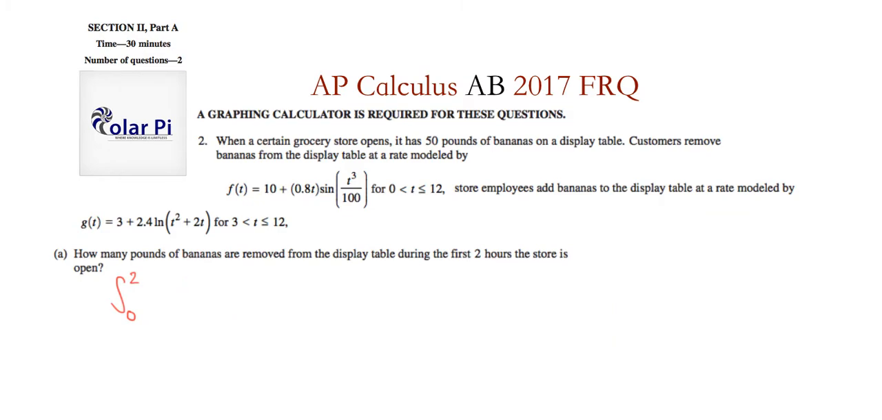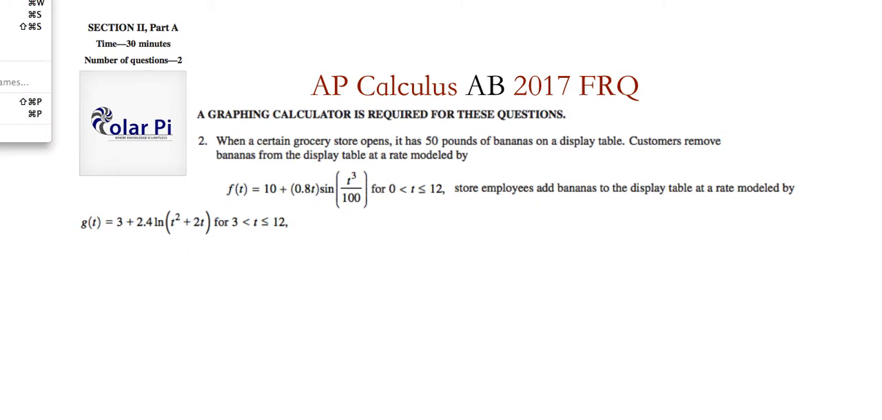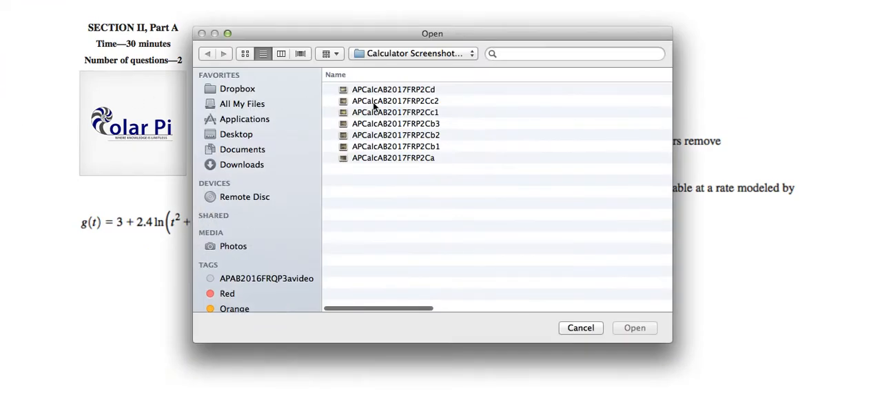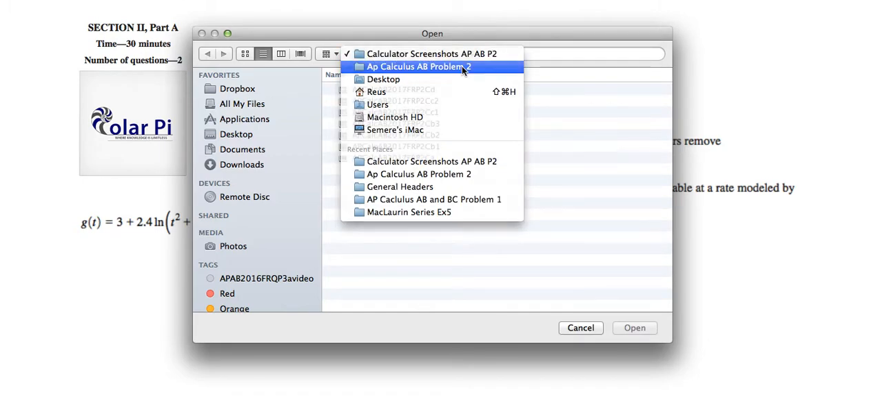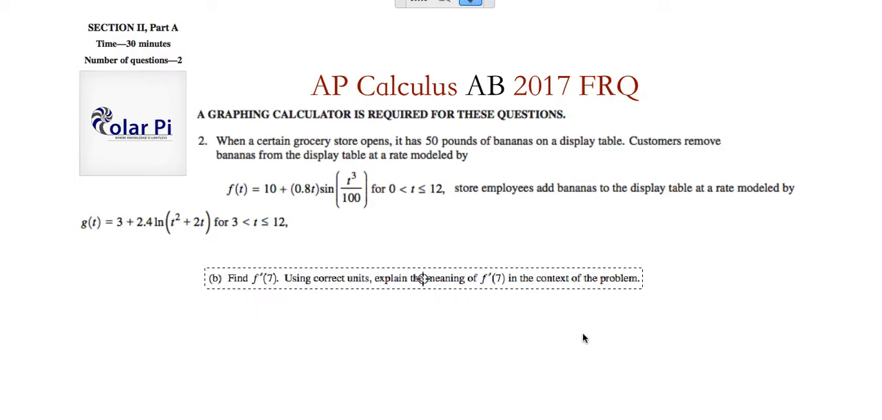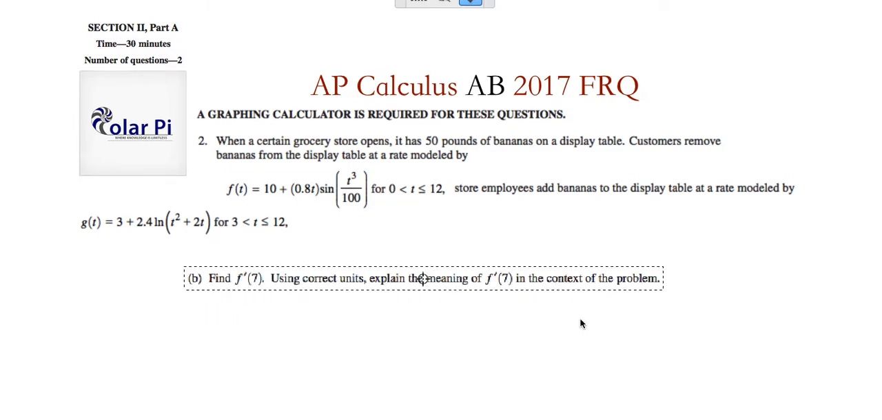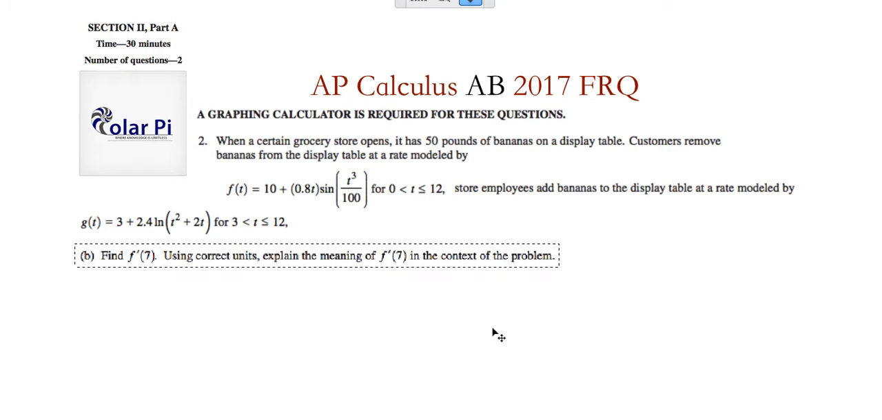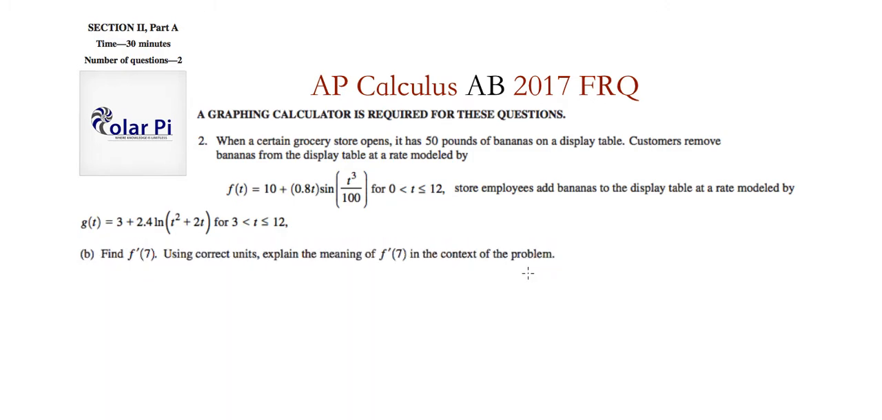And then part B is this, right? Part B is find f prime of 7. Using correct units, explain the meaning of f prime of 7 in the context of this problem. So, f prime I find by using the TI-89 calculator.